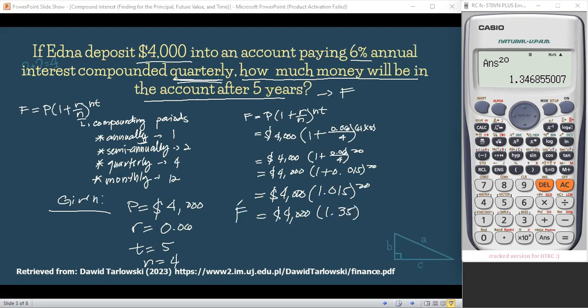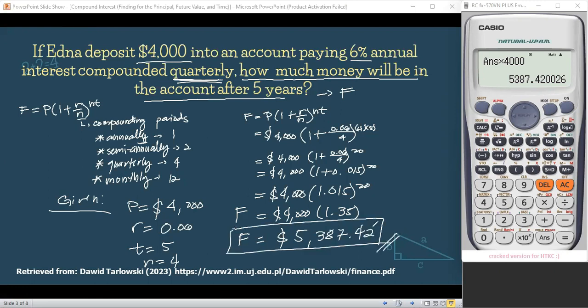Our future value, times 4,000, is equal to 5,387.42. So meaning to say our future value after 5 years is $5,387.42. So, ibig sabihin, si Edna po, after 5 years, si dati niya $4,000, magiging $5,387.42.